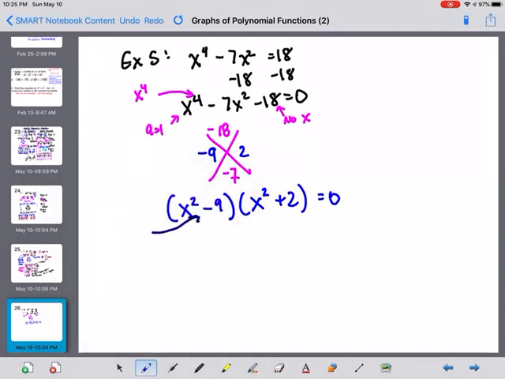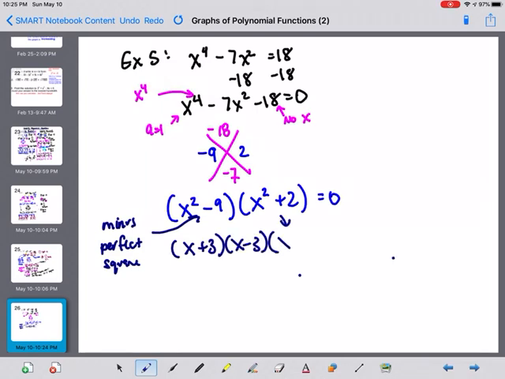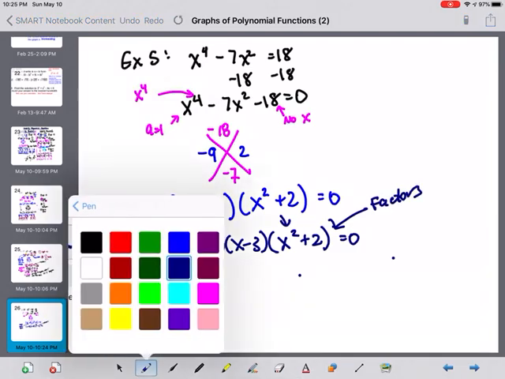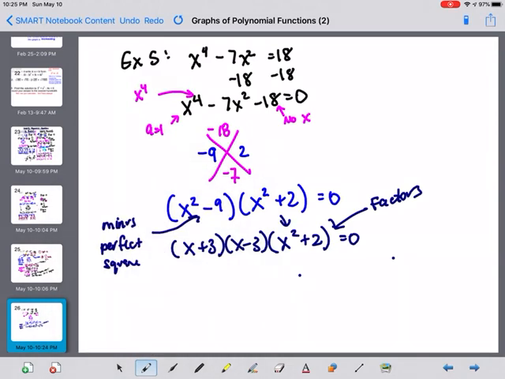When I split in, I can factor more because I look over here. This one has the subtraction and it's a perfect square. So if it has x squared minus 9, that can factor to x plus 3, x minus 3, and then this one stays the same. If it just asks me for the factors, I'm done at this step. So these are the factors. So some questions will just ask for that.